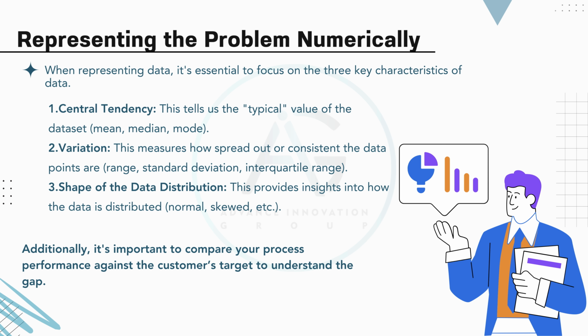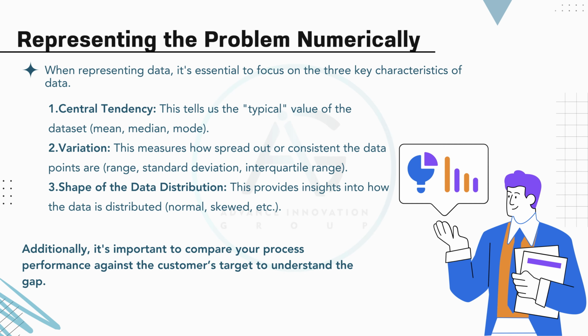Third, shape of the data distribution. This helps us understand the overall pattern of the data. Is it normal, bell-shaped, meaning most data is around the average? Is it skewed, leaning more to one side, which could mean most hiring is slow, but a few quick hires pull the average down? Or bimodal, meaning there are 2 common outcomes, like some roles filled quickly and others very slowly. Understanding the shape gives us insight into where the real issues lie.